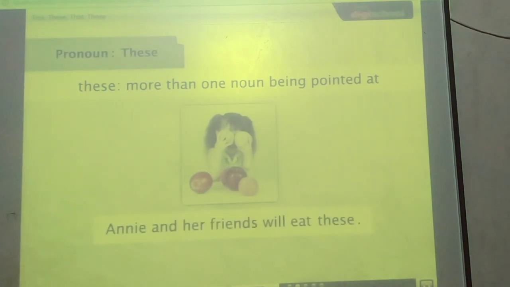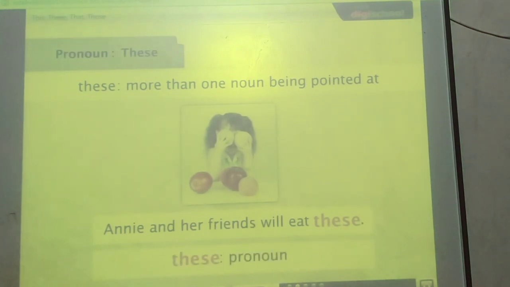Look at the picture again and read this sentence. Annie and her friends will eat these. Here, the pronoun these is used in place of the noun apples to point to many apples that Annie has near her. Even though the word apples is not part of the sentence, you know that the pronoun these refers to apples because that's what are near Annie and because of the action verb eat. So you saw that this and these are pronouns that are used when the noun is nearby.